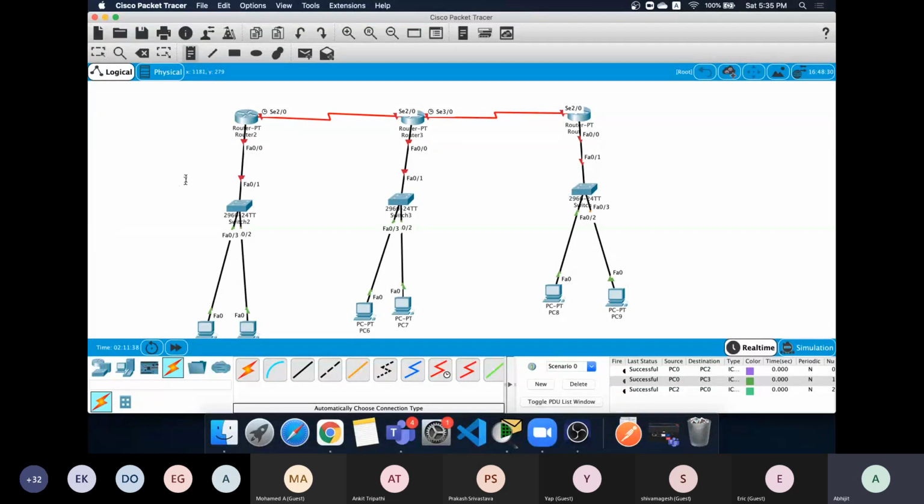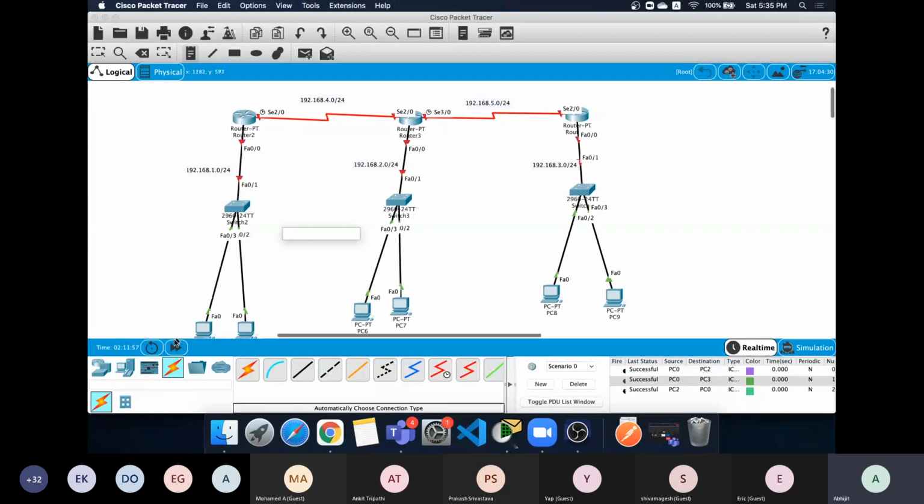I will just note it down as 192.168.1.0/24, 192.168.2.0/24, and then I have 192.168.3.0/24 and 192.168.4.0/24 and 192.168.5.0/24 as well. You get that? Just like that.